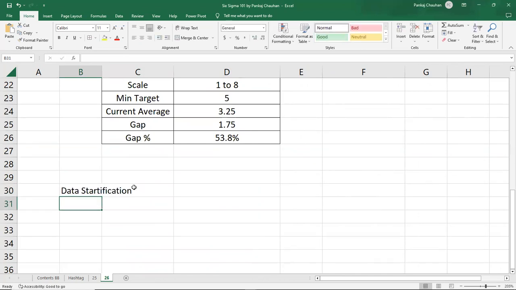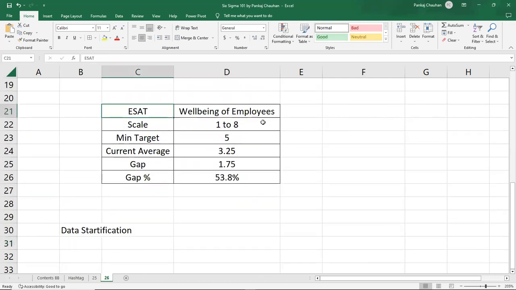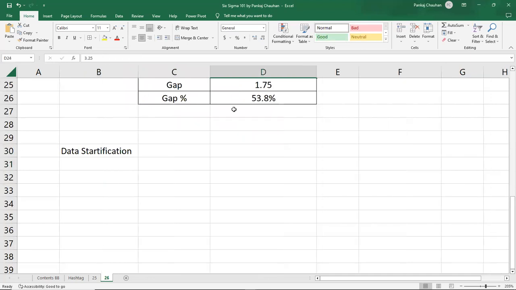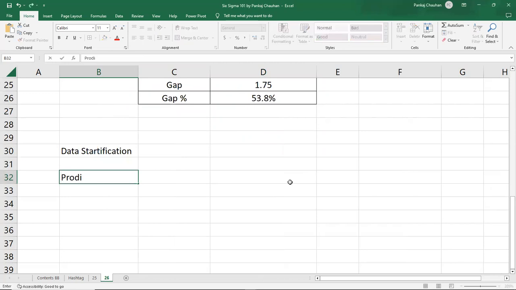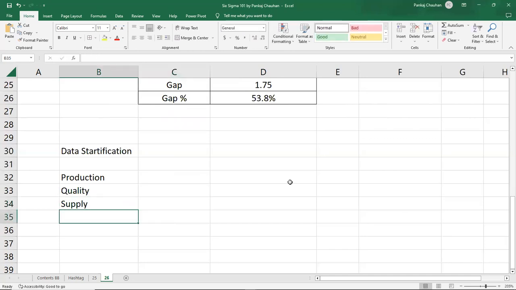Data stratification means you are subgrouping your data into multiple categories. For example, if I take your employee satisfaction score, which is out of 5, it is 3.25 on average, and employee satisfaction is coming from multiple functions or departments. Let's say, assuming, it's production, quality, supply, HR, maybe admin.